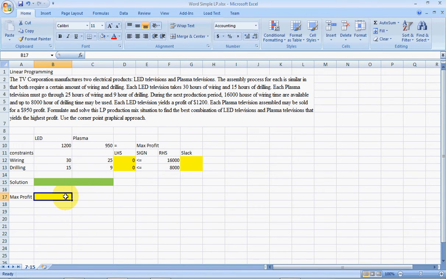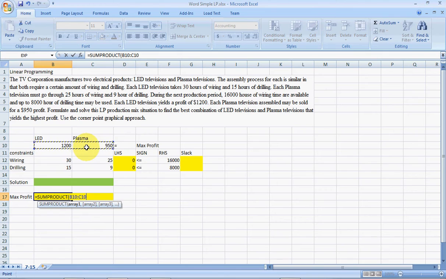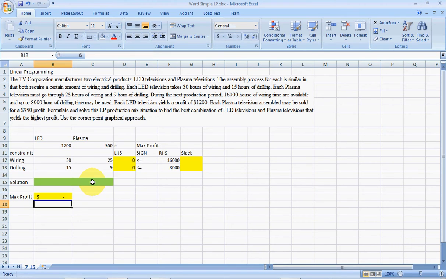Now let's go to our max profit, because that's also going to be SUMPRODUCT. That's going to be our max profit equation up here and our solution. We don't need to lock that because we're not moving it down. And then finally we can do our slack, which is the right hand side minus the left hand side.